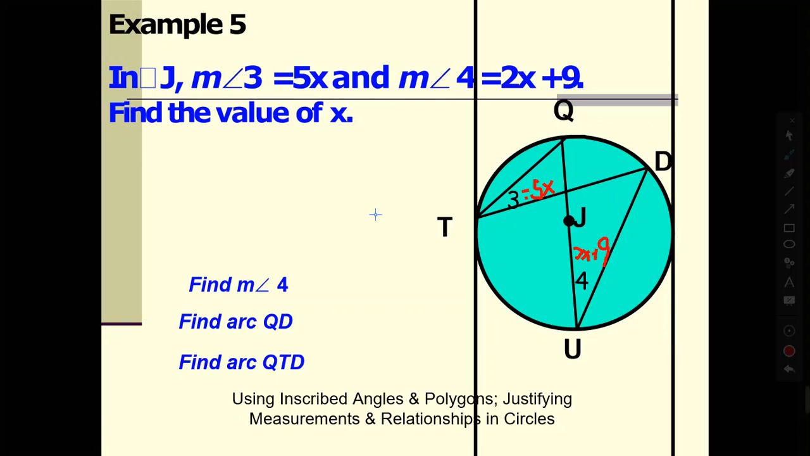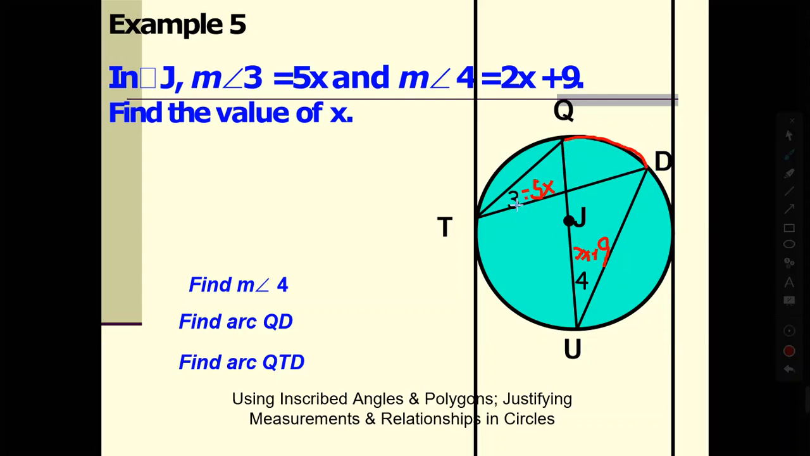When you analyze this question, they only give you two pieces of information: angle 3 and angle 4. And they both include a variable. So in order to solve for x, you have to find some relationship between angle 3 and angle 4. Angle 3 is an inscribed angle, right? Angle 4 is also an inscribed angle. They both have the same intercepted arc, QD.